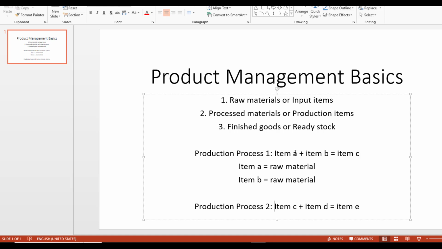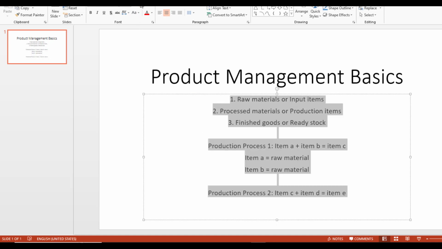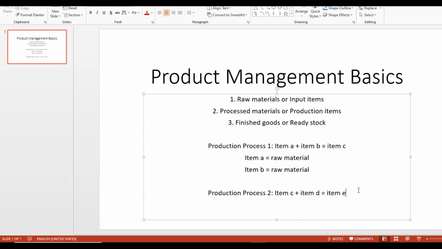So you can look at your farm right now. You can look at your farm production, your agribusiness, and then you can begin to identify the number of production processes that you have. So what's happening here is that because I need item C to do production process 2, and item C is actually created from A and B, item C is what we call a composite product, because it is a composite of more than one item.